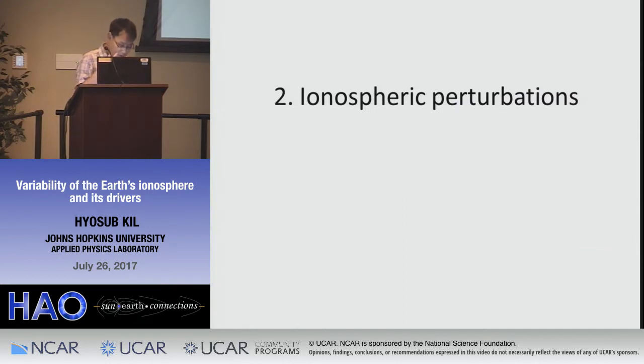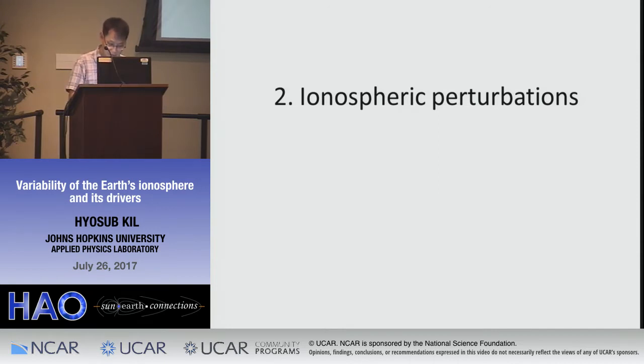So the phenomena I showed so far are repeatable phenomena. At nighttime, you can expect the occurrence of the Weddell Sea anomaly, and also you can expect creation of the equatorial ionization anomaly and the middle latitude ionization trough. Those phenomena are sort of repeatable.